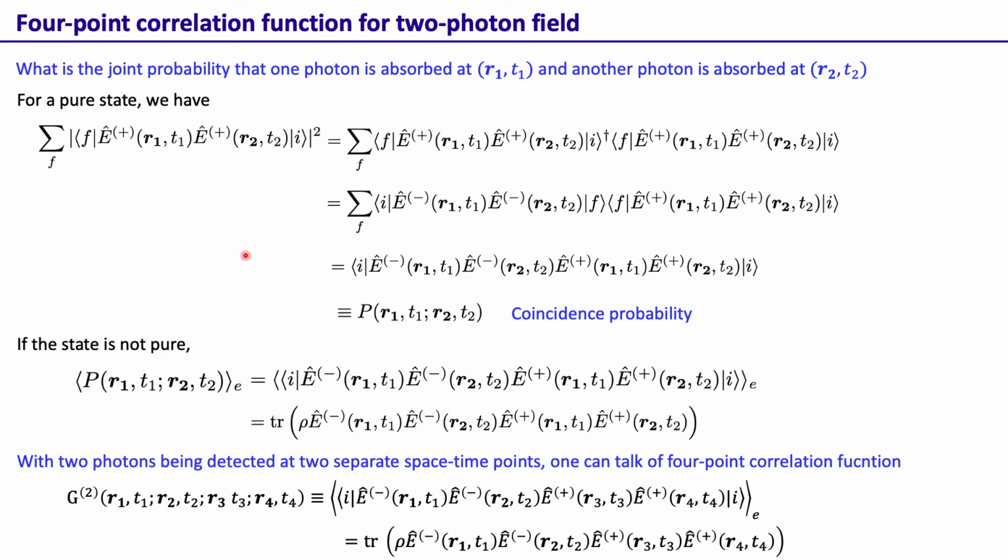And the 2-point correlation function that we discussed in the last slide, we will use when we discuss one-photon interference. Okay, so I will stop here.